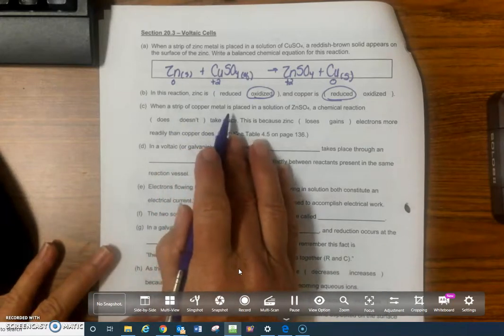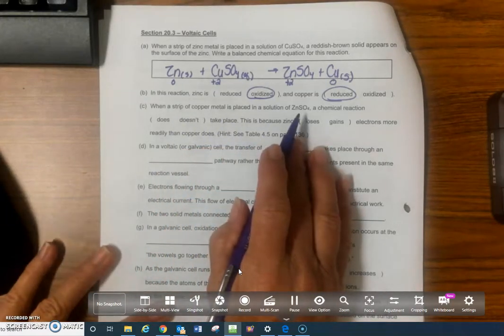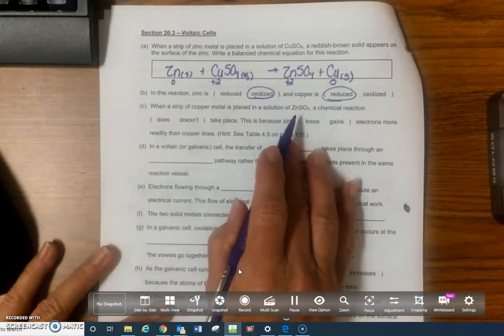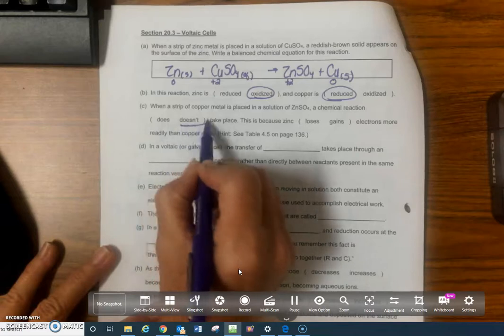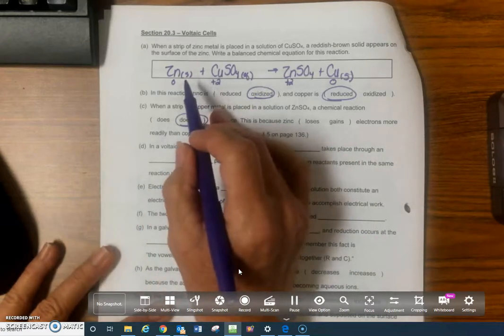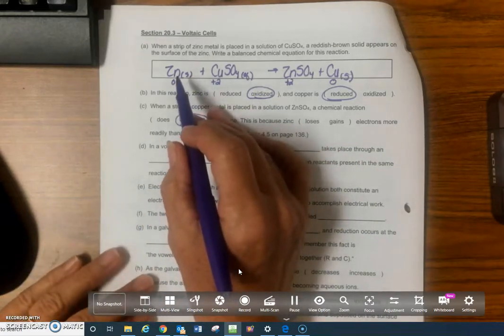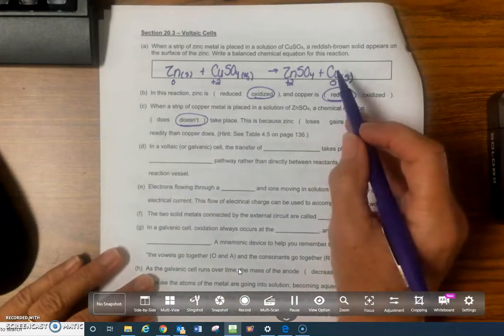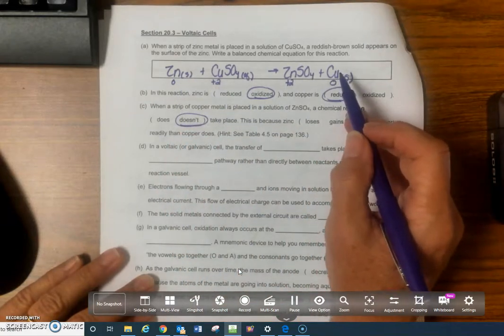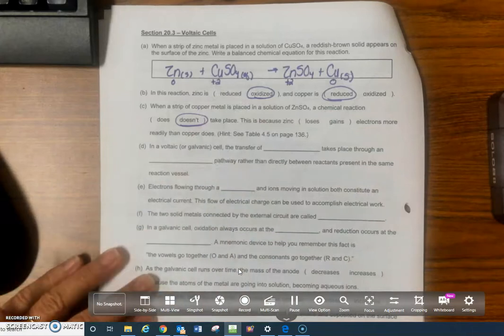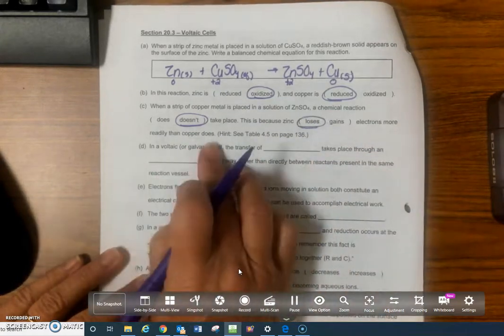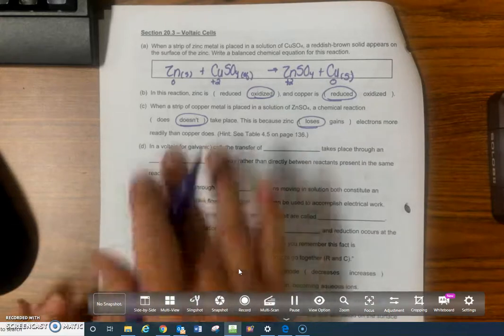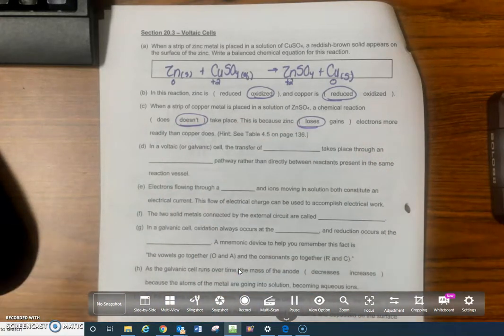Now, when a strip of copper metal is placed in a zinc sulfate solution, this does not take place. Remember, we learned in the last section that if a reaction is favorable in this direction, it is unfavorable in the reverse. And this is because zinc loses electrons more readily than copper does.